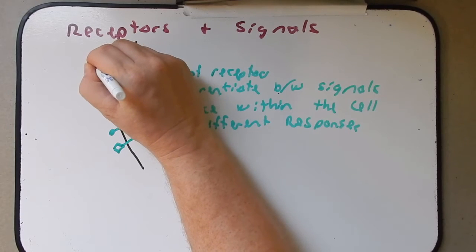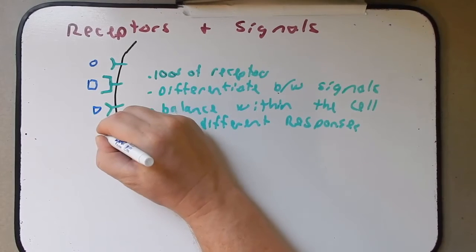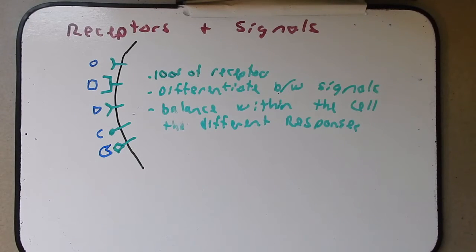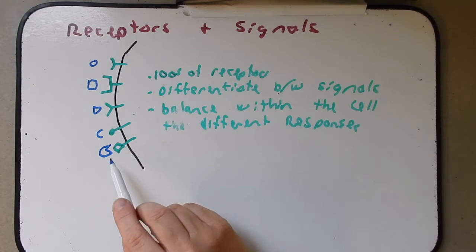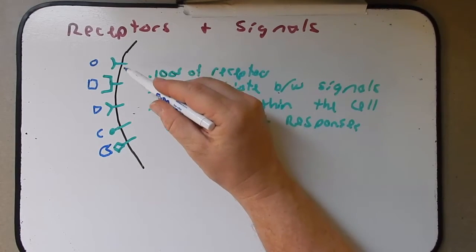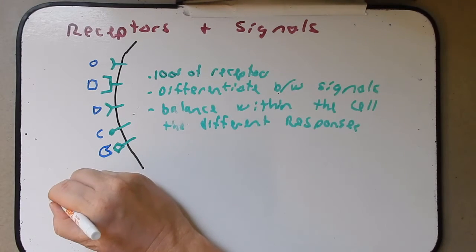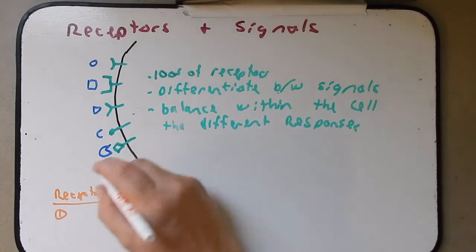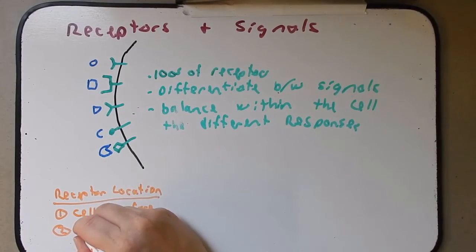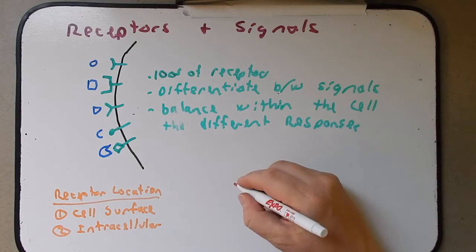So the signals are also going to be very specific to the receptors to achieve that process. So just as we talked about enzymes and ligands and the specificity, this is also an example of ligand specificity. So even though I drew these receptors on the outside of the cell, we can classify receptors based upon their location. They can be on the cell surface, as I've drawn here, or they could be intracellular receptors. They will respond to different kinds of signals.